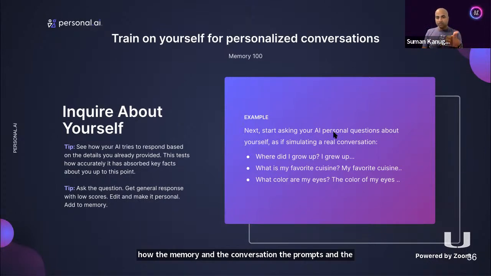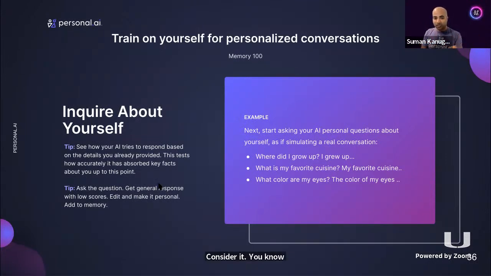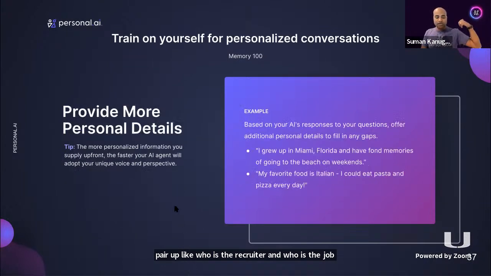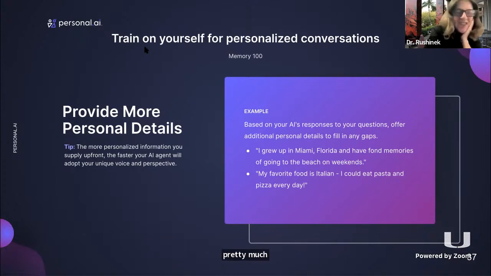So good examples for getting to that goal that we talked about, which is us interviewing you. Consider it a real use case, and you can pair up, with one person as the recruiter and one as the job seeker. This could be things such as, where did you grow up? Provide examples of, oh, that's interesting. I did not actually plan for I grew up in Miami, but it turned out to be pretty much that. That's what I mean. I saw that AI. It said, I grew up in Miami too.